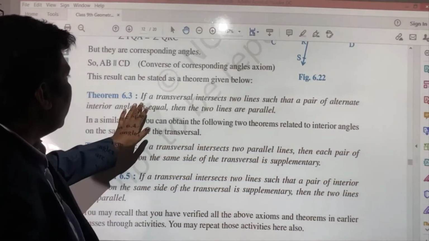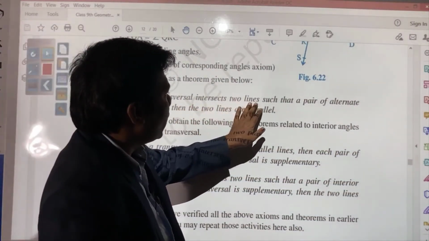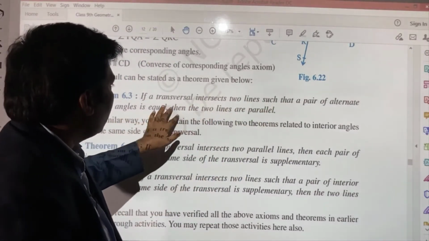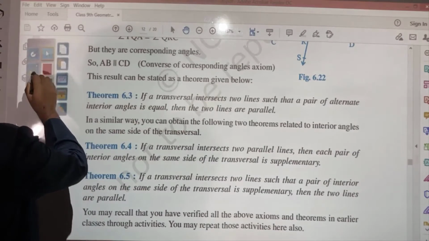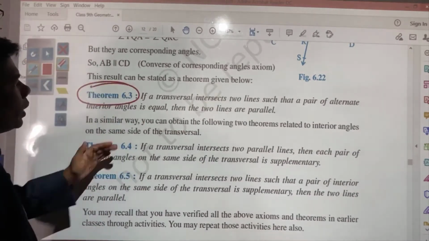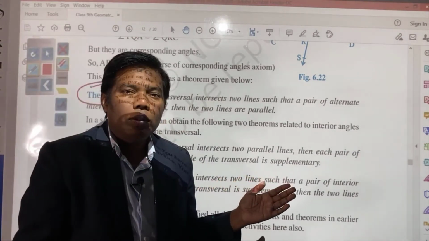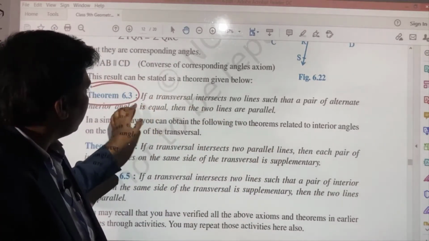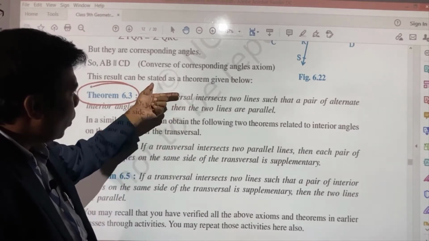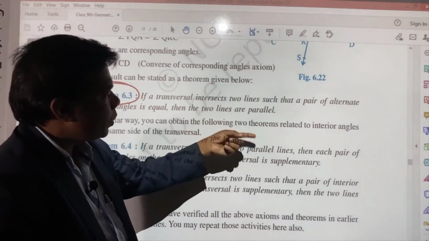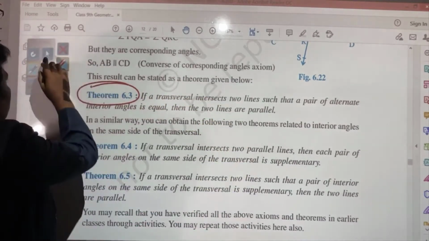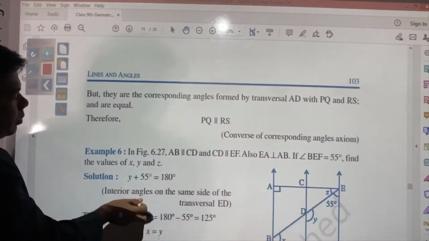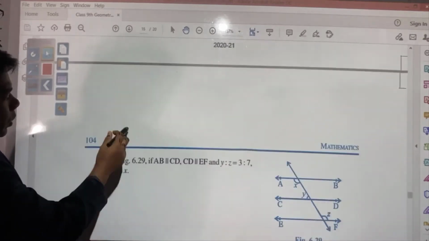Here you see, if a transversal intersects two lines such that a pair of alternate interior angles is equal, then the two lines are parallel. So by this theorem we have proved it now. If you remember, last day only it was told. You remember the theorem; the theorem name or theorem number can be written, or you need to learn this by heart so that it can be written there. Then we will see the next question.